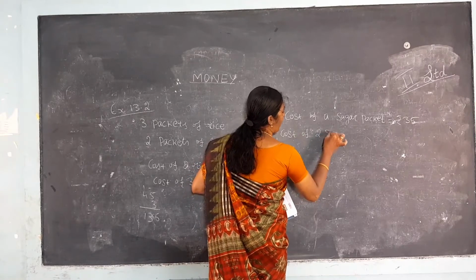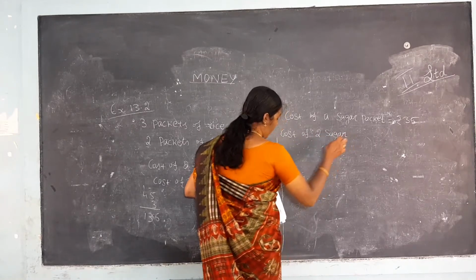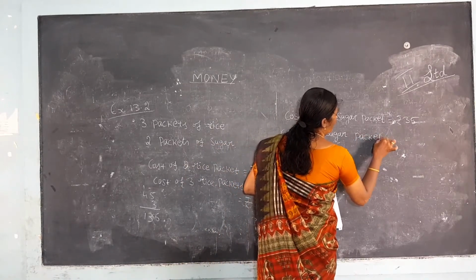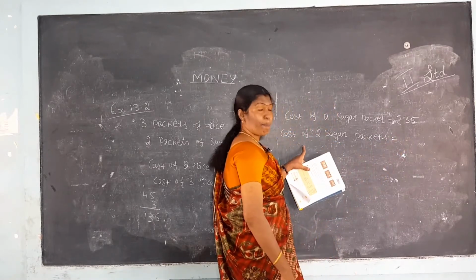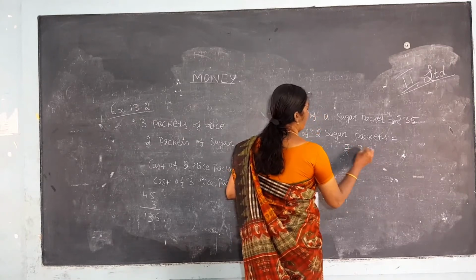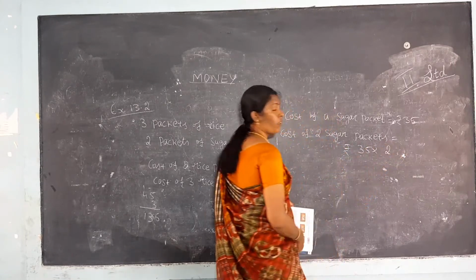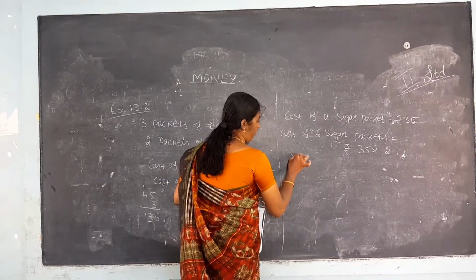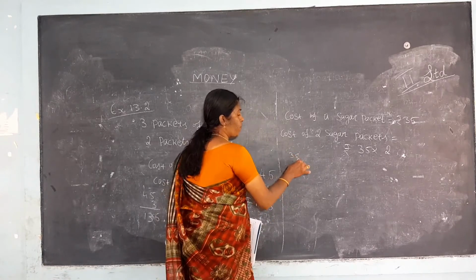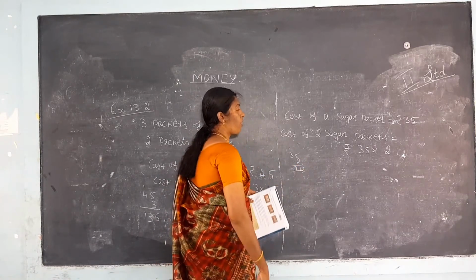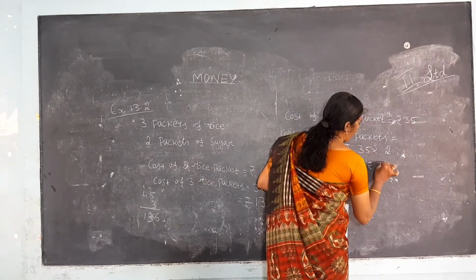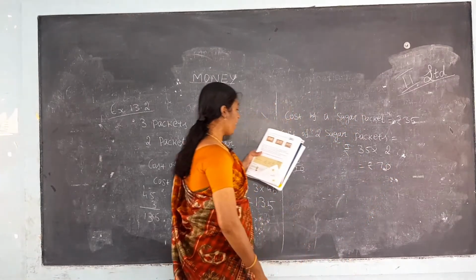2 sugar packets. Okay. Cost of 2 sugar packets. What do we have to do? We have to multiply, rupees 35 into 2. Just multiply 35 by 2. Here you see 5 2s are 10 and then 1, 3 2s are 6 plus 1 is 7, so 70. So the cost of 2 sugar packets is how much? That is 70 rupees.